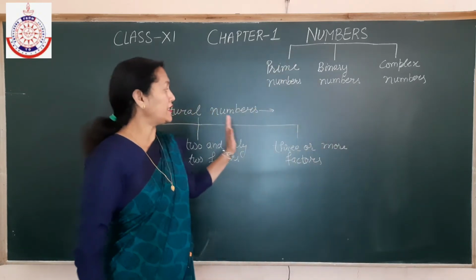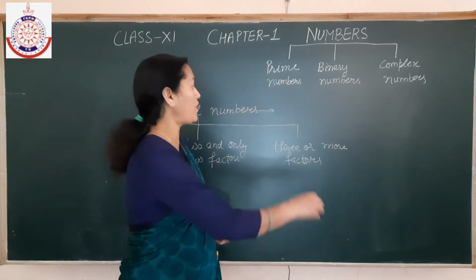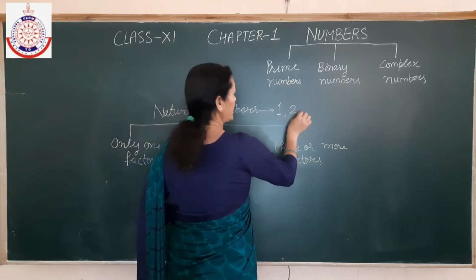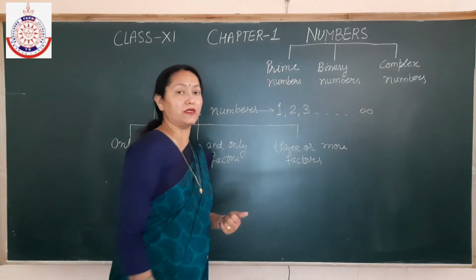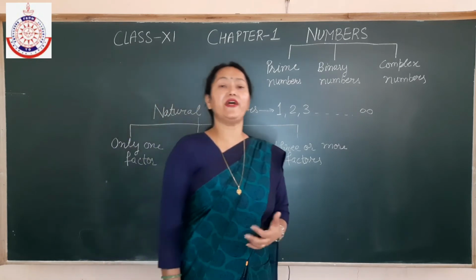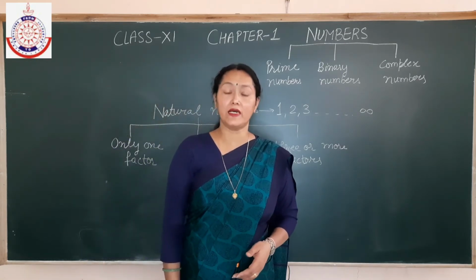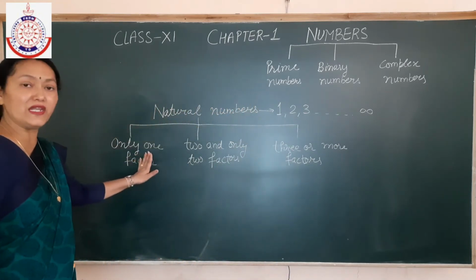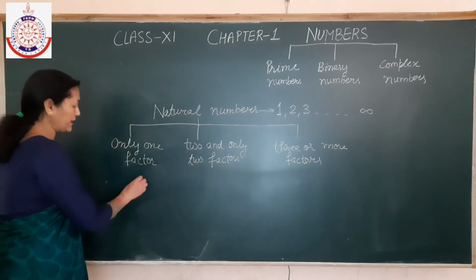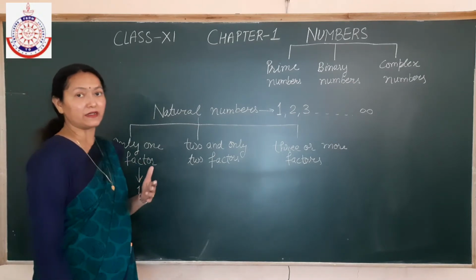As you know, natural numbers are the numbers that start with 1. So 1, 2, 3 and so on up to infinity are natural numbers. If we classify natural numbers on the basis of their factors, we can have numbers having only one factor, that is 1. 1 falls in this category, 1 is having only one factor.